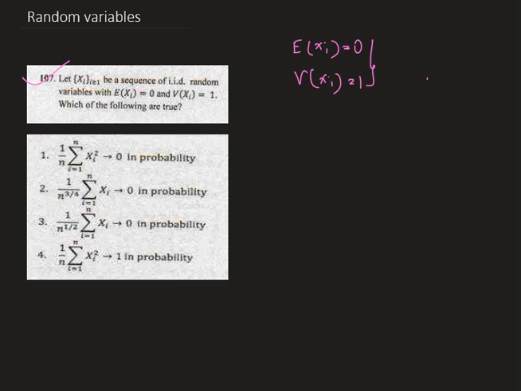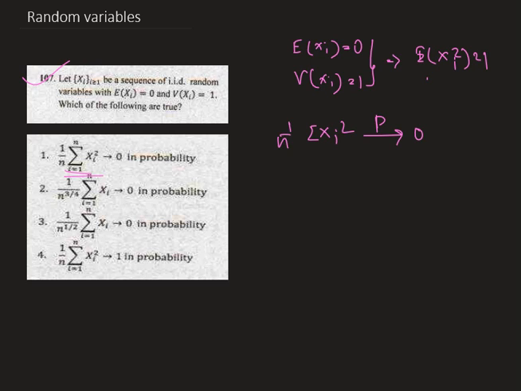So from these two given things, we can evaluate expectation of Xi squared also, which is 1. Okay, so let's start with the first option. Here we have 1 by n sum over Xi squared. Now we have to find whether it converges in probability to 0.